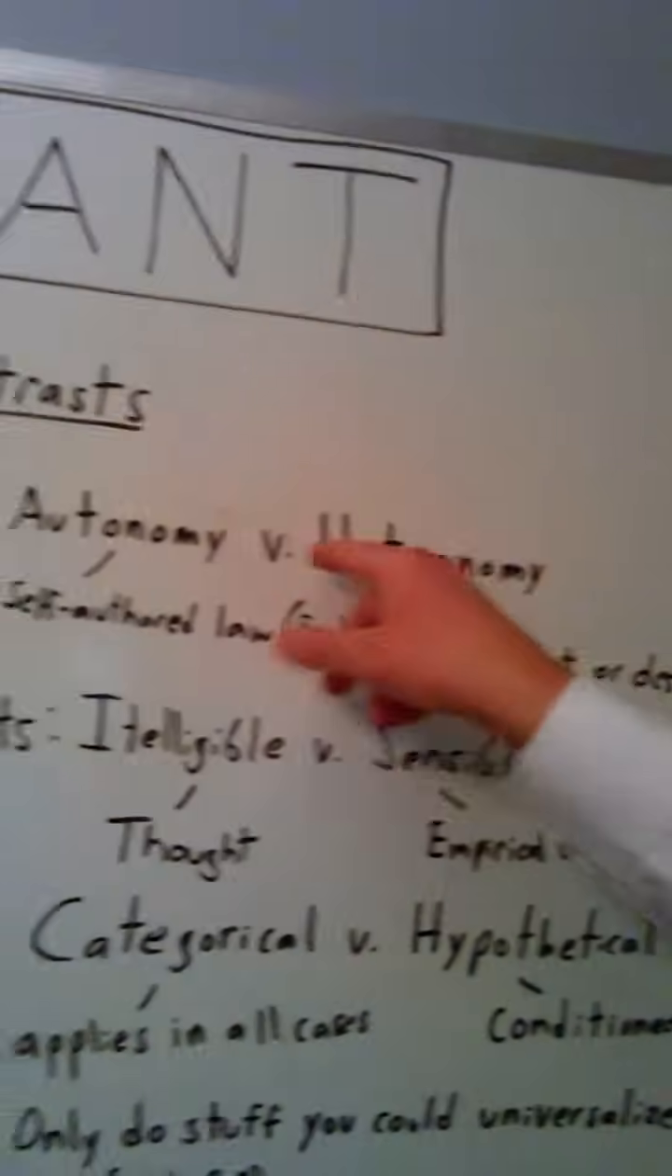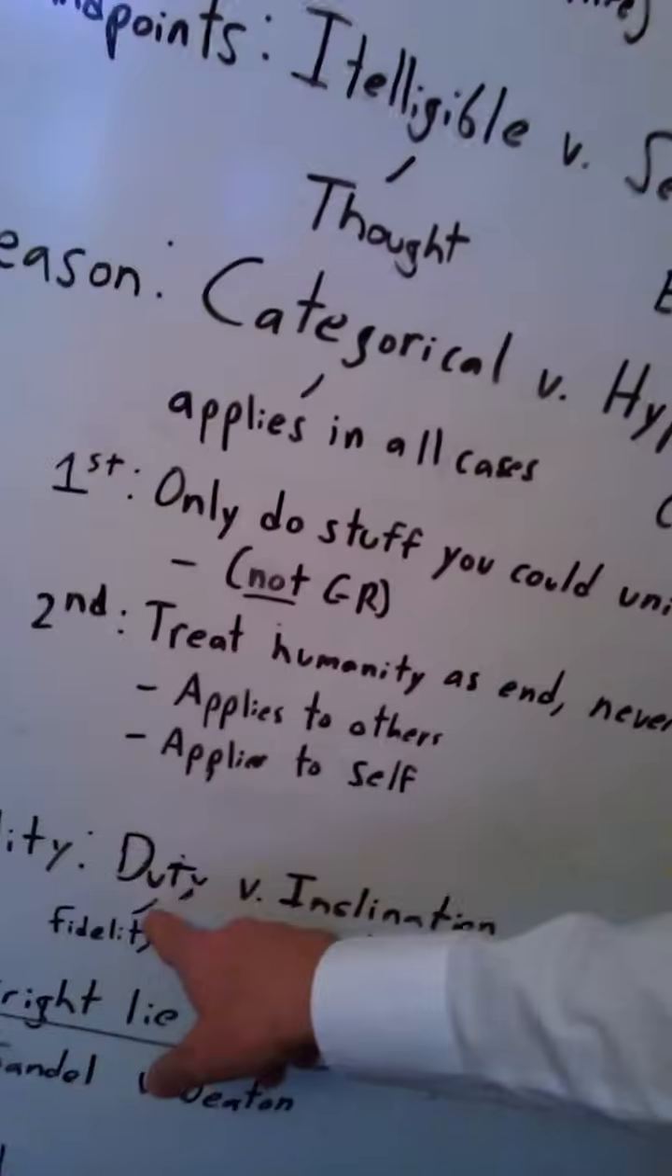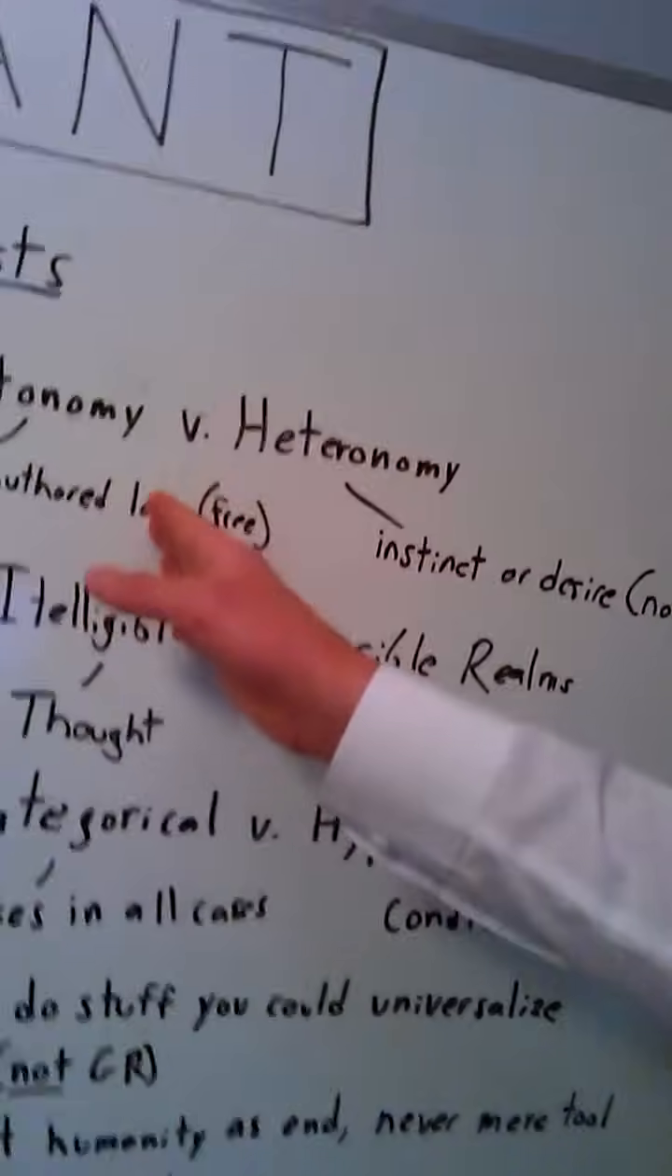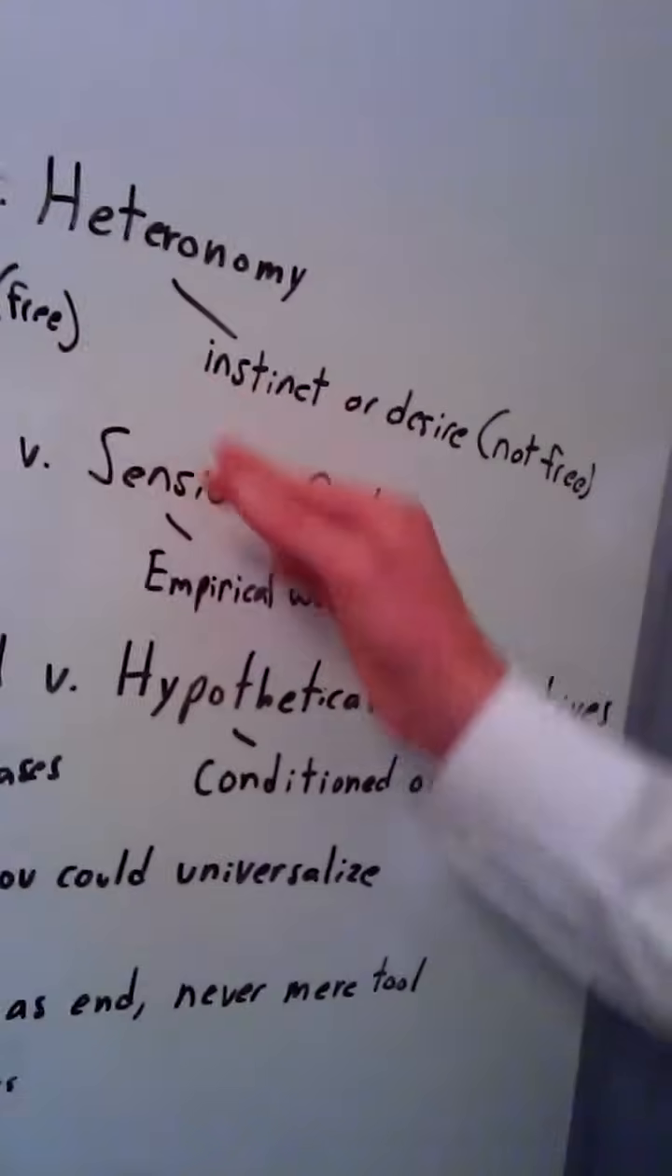So we've worked our way through the autonomy versus heteronomy distinction, the intelligible versus the sensible distinction, the categorical versus the hypothetical imperatives distinction, and now we're all the way down to duty versus inclination. Notice the concepts on the left align with what Kant's after, the concepts on the right align with what he would discourage, or it's just the opposite of what he's arguing for.